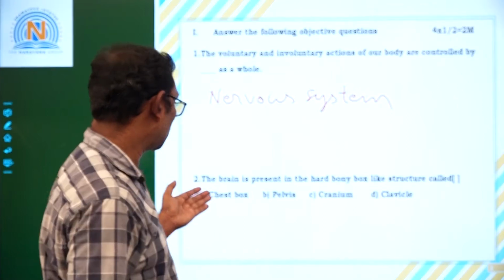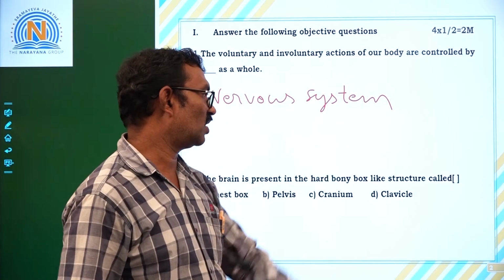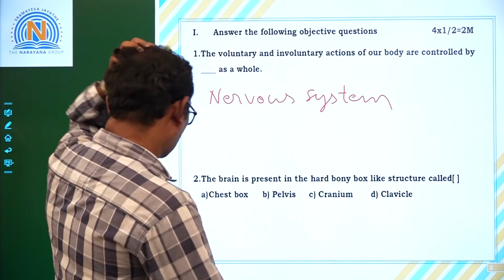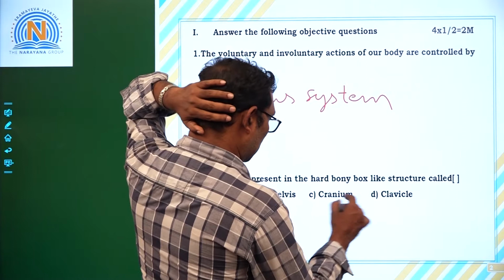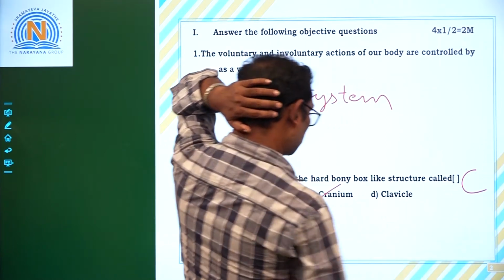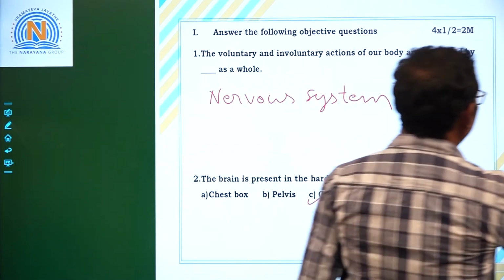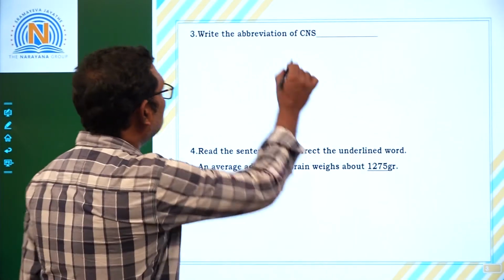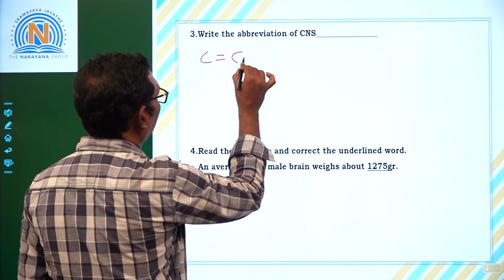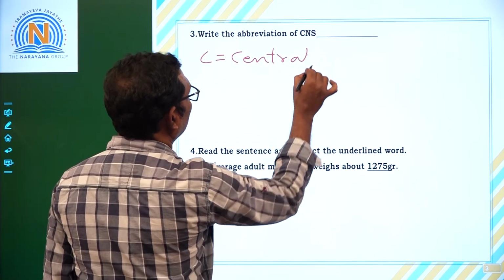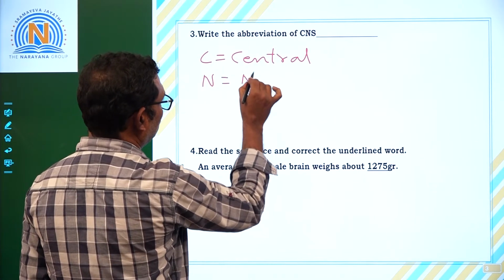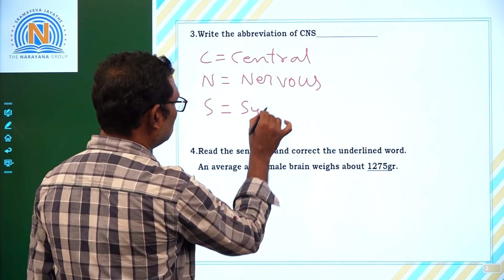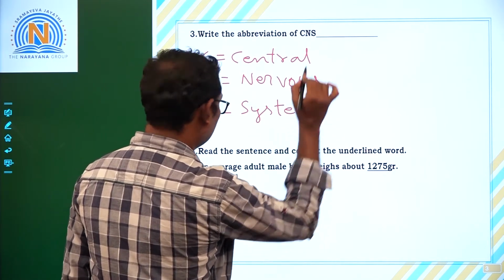Next, second question. The brain is present in the hard bony box like structure called chest box, pelvis, cranium, clavicle. Yes, it is surely cranium. Next question. Write the abbreviation of CNS. C for central, N for nervous, S for system. That means central nervous system.